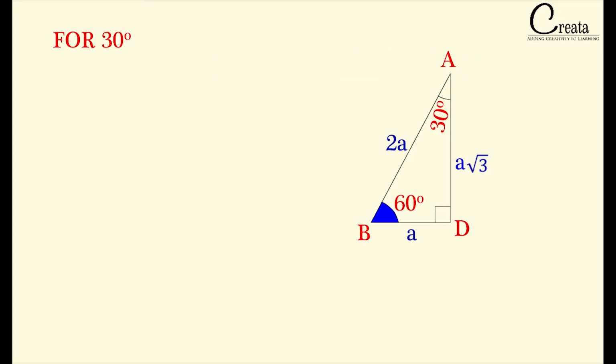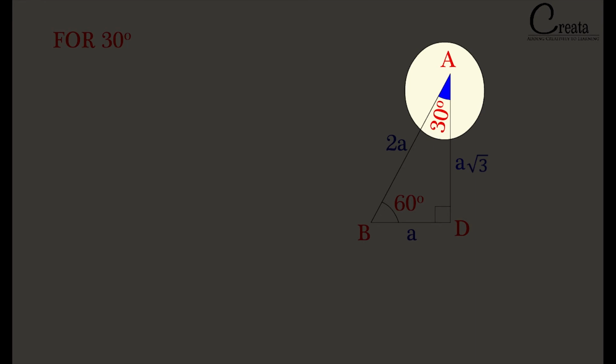Now let's move to 30° angle. Refer to the same triangle ABD, angle B as 60° that we have done. Now angle A is 30°. In our first lecture, we have seen how to calculate trigonometric sides for an angle other than the main angle. We have done it for theta and for 90 minus theta. Refer to lecture 1 for the same. Here in similar fashion, we have to find trigonometric sides for angle 30°.